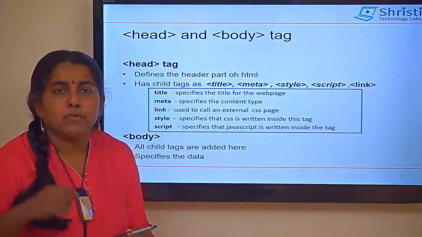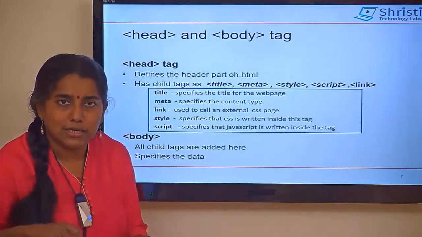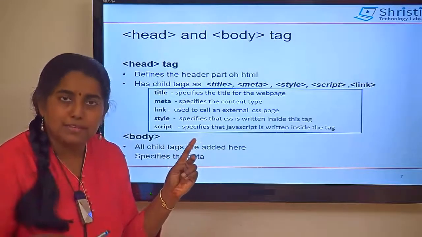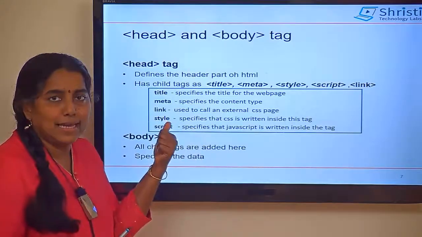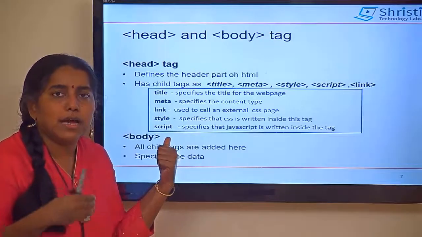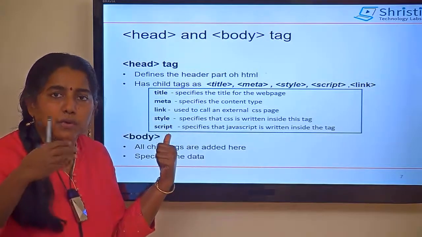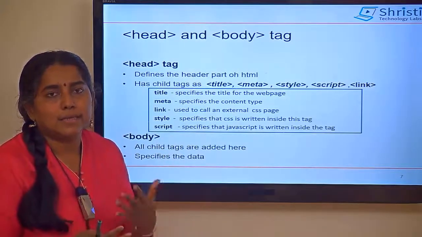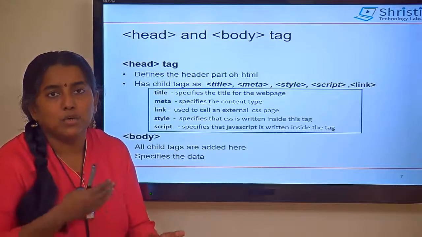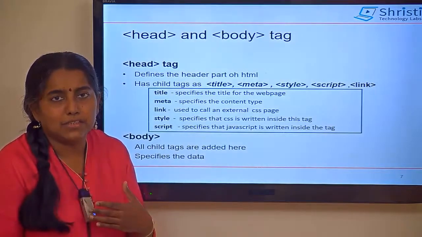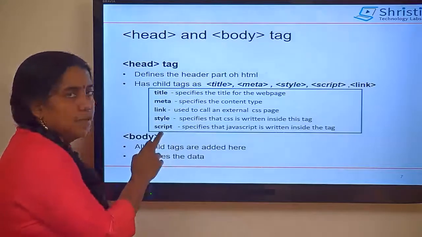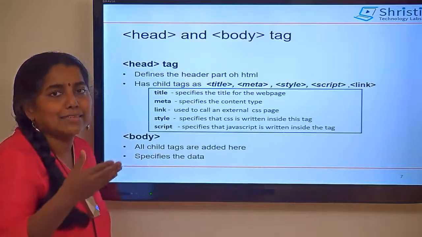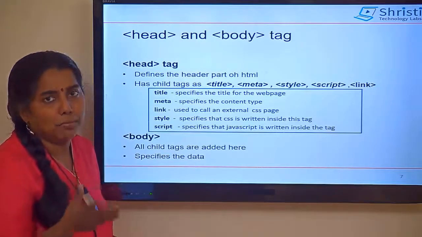Then link. If you want to add an external style sheet to the current page, you have to use this link tag. If you want to add styling in this page itself directly, you need to use the style tag. And script. If you want to add an external JavaScript or if you want to add scripting in the same page, you have to use the script tag. Basically, the script tag is used for doing validation, doing animation, modifying images. All these can be performed with this script. So, script is done with JavaScript. Style is done with CSS, Cascading Style Sheet, for adding styles to your web page.